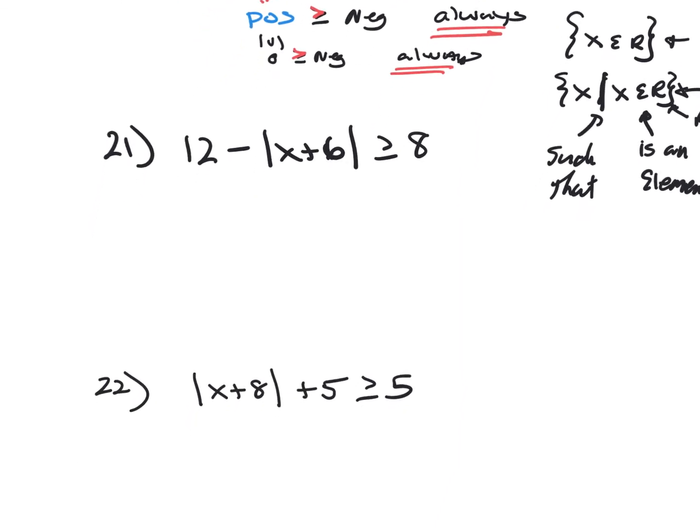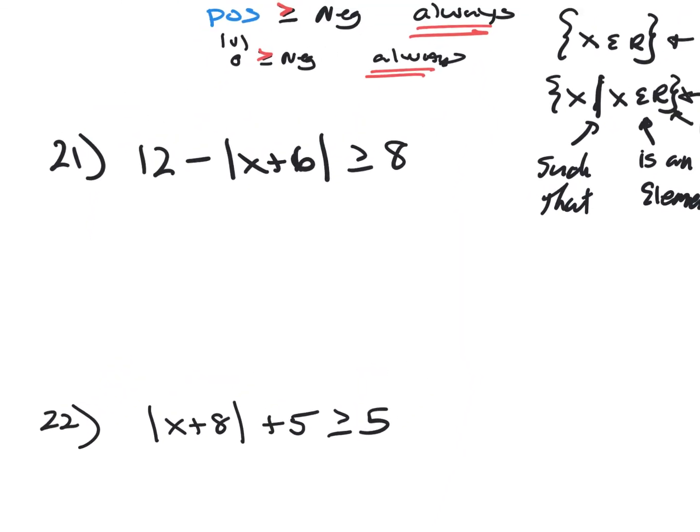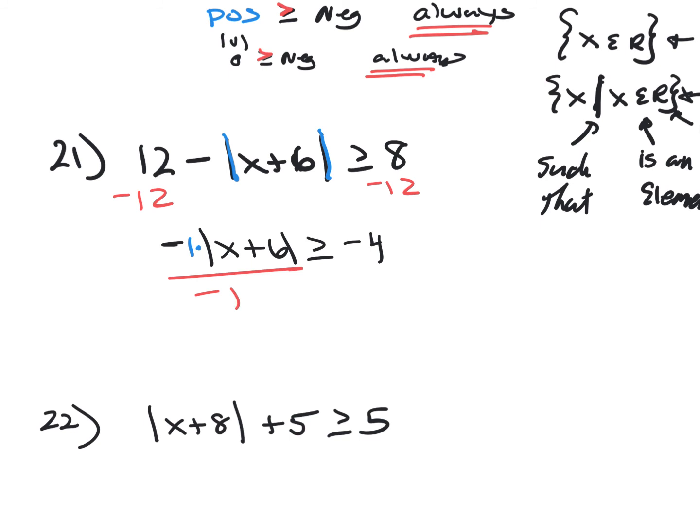Okay, number 12. Number 12, again, you have to undo any operations that are outside. So you have to undo adding 12 by subtracting 12 first. Don't forget there's a negative out in front of that absolute value. And remember, that's really a -1 being multiplied, so we got to divide out that -1. You cannot distribute it. You got to divide it out. So x plus 6. And since we divided by a negative, don't we have to reverse? So now isn't step 1 done?